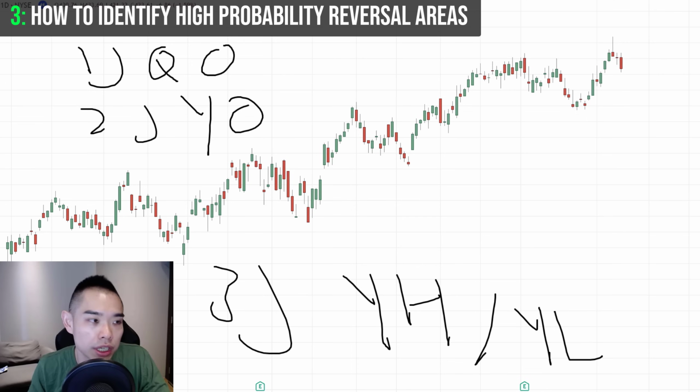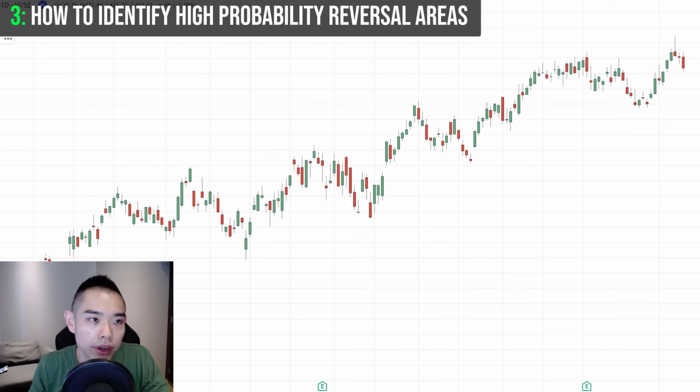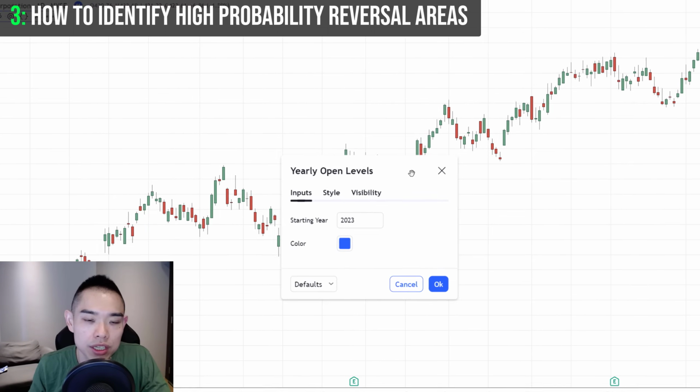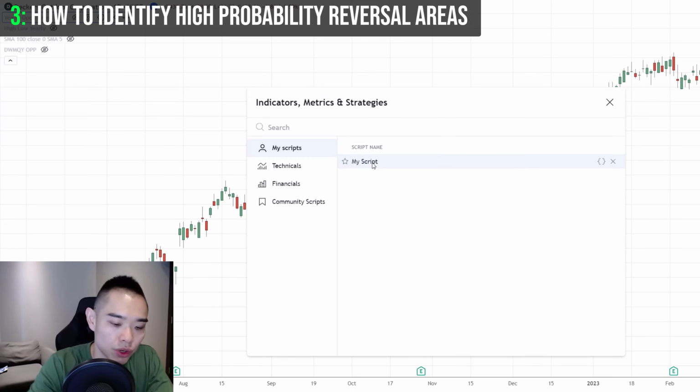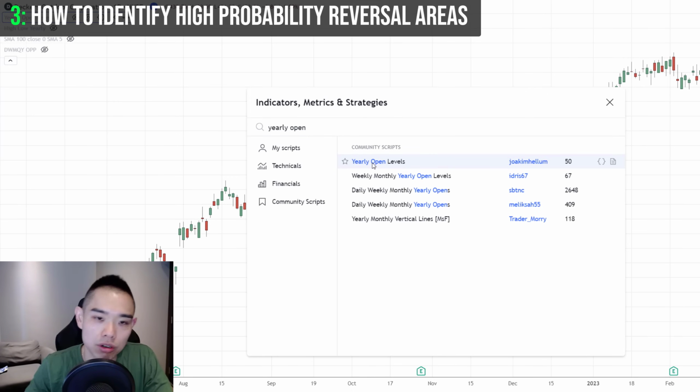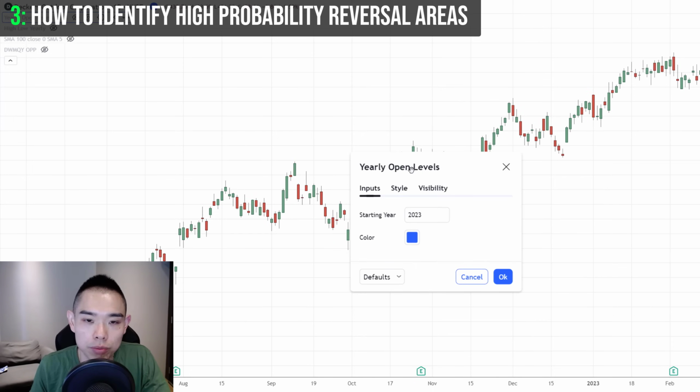So where do you get all these indicators? All free on TradingView. Let me just show you. So the yearly open, right? You can just go to here. I'll show you the settings. Just look for yearly open levels. Go to indicator, search for yearly open, and something is going to pop out. I believe this is the one I'm using, yearly open levels by Joachim Hillam. So you can see yearly open levels.